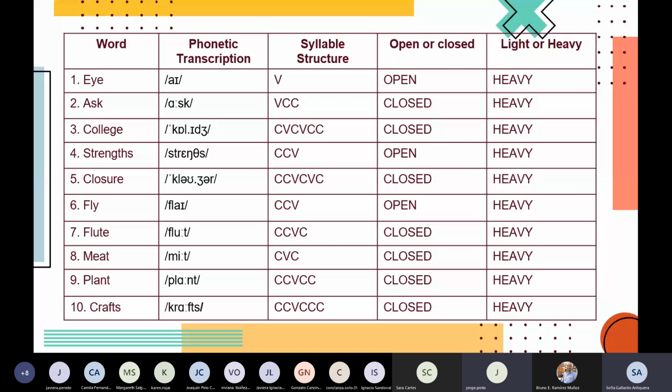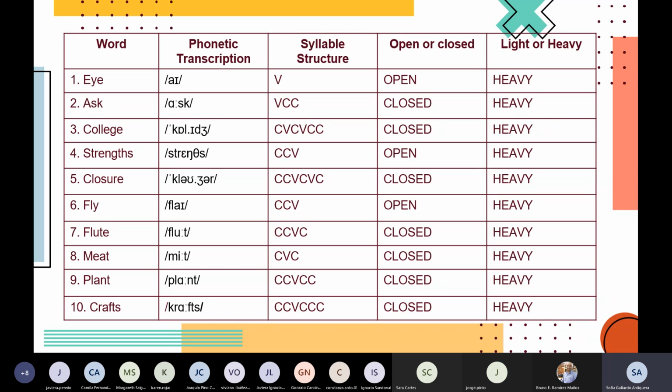Anyone else has a question? I think Jorge. Yes. My question was, the vowel sounds are always the nucleus of the syllable or not necessarily?